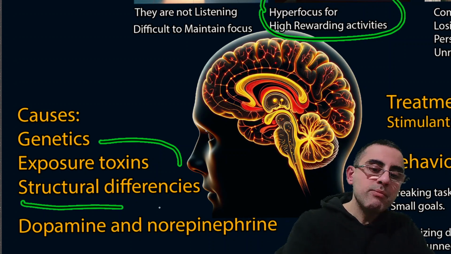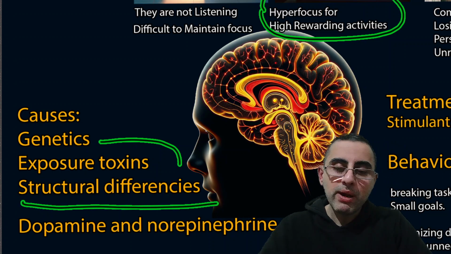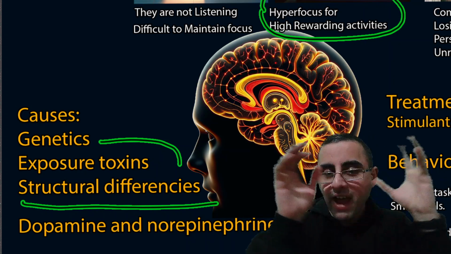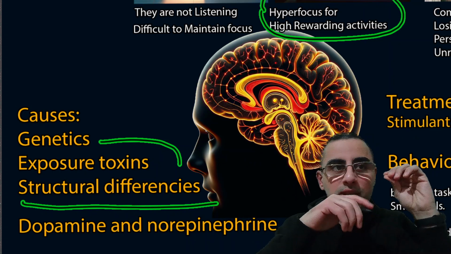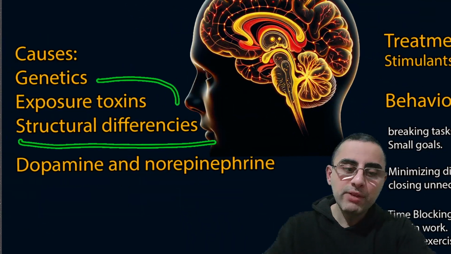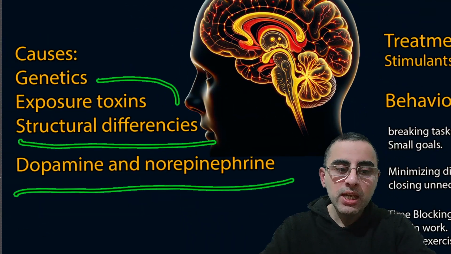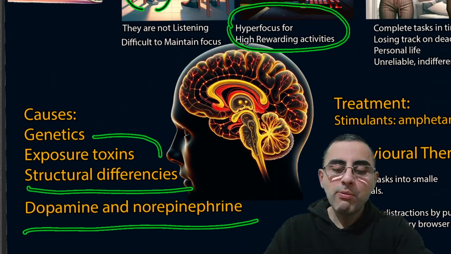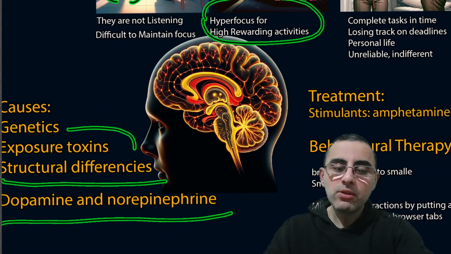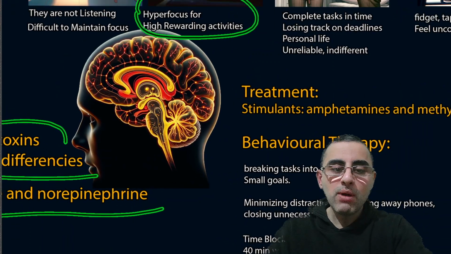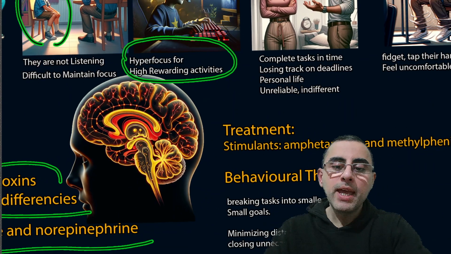Also, it can be because of structural differences in the brain. If we simplify the situation, because it's a very complex condition, we can say that we have ADHD when we have low dopamine and norepinephrine. Both of them are important for focus and motivation. Dopamine and norepinephrine are important neurotransmitters needed for focus and motivation. That's why people may have ADHD.